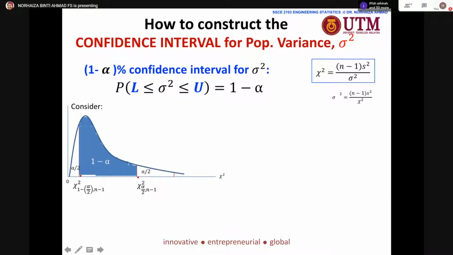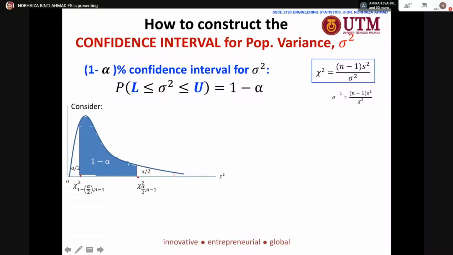Confidence interval. Now, if this is 1 minus alpha, that means the area, so 1 minus alpha is the area under the graph. Remember, probability is always the area under the graph. So your upper tail area is alpha over 2, and your lower tail area is going to be alpha over 2.